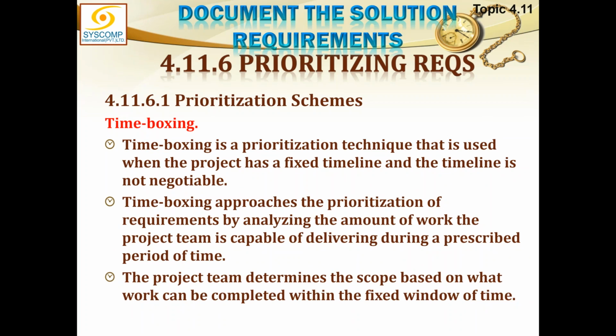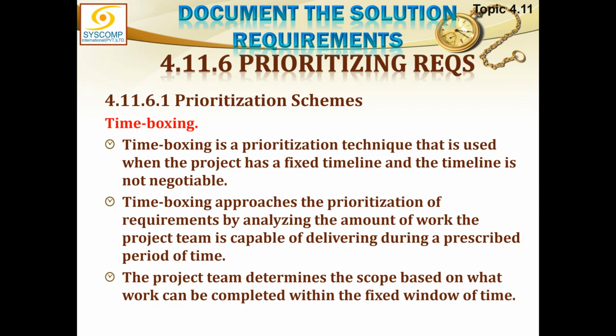Then is the tool of time boxing. Time boxing is allocating a specific amount of time for each iteration, and the work you have picked to do in that iteration is the matter which has to be handled by the project manager. Time boxing is a prioritization technique that is used when the project has a fixed timeline and the timeline is not negotiable. Time boxing approaches the prioritization of requirements by analyzing the amount of work the project team is capable of delivering during a prescribed period of time.